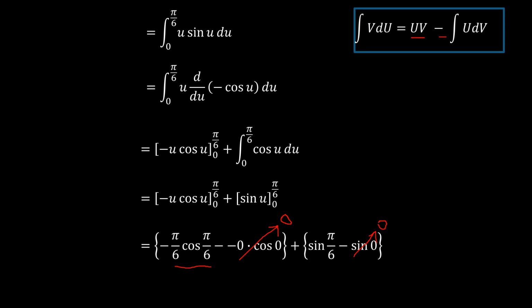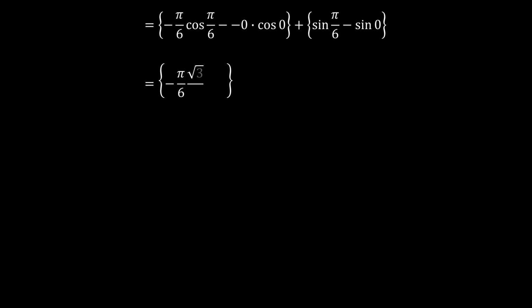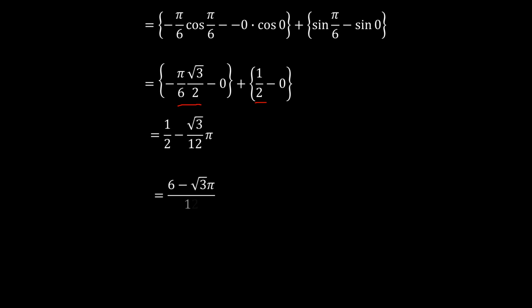And so as we proceed, cosine pi over 6 will become root 3 over 2, and sine pi over 6 becomes a half. So sine pi over 6 will be positive half, and negative pi over 6 times root 3 over 2 here, and this 1 over 2 will interact so that we have 1 over 2 minus root 3 over 12 times pi. And making 12 the common denominator, we have 6 minus root 3 pi.